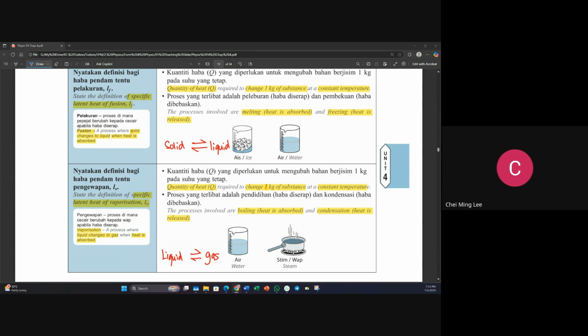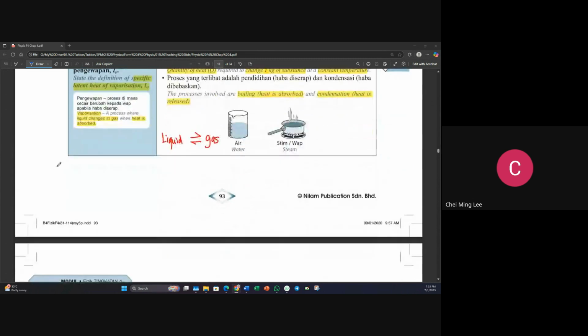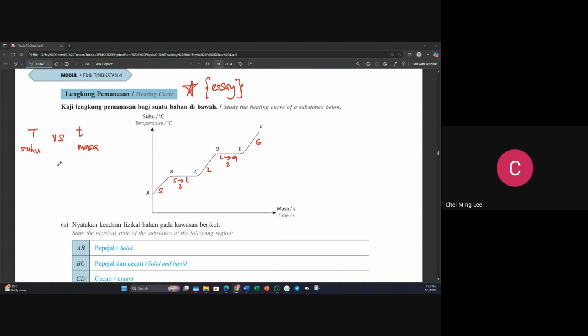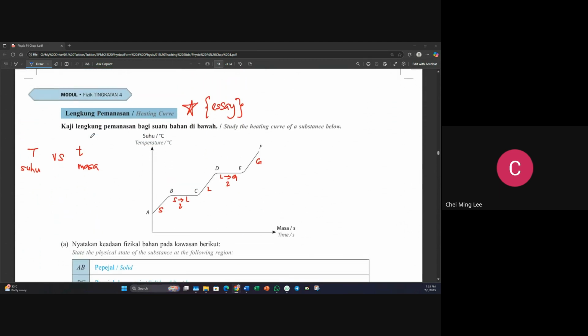Done? Yes, sir. All right, so let's see the next one. This one is called the heating curve. For the heating curve, let's say A to B is solid, while B to C is from solid to liquid. CD is liquid, D to E is from liquid to gas, and from E to F will be gas. So normally in here, this is where the latent heat comes in.